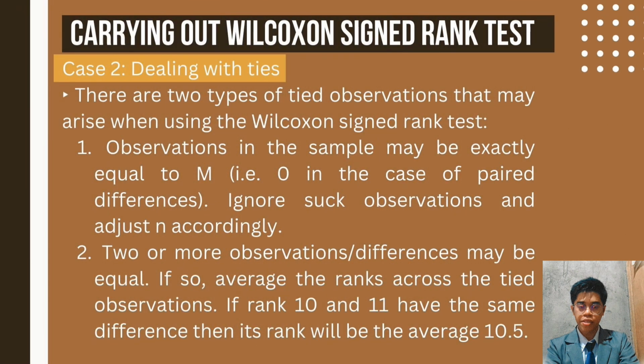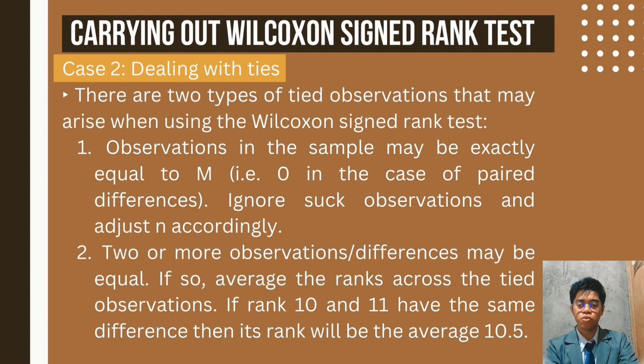Now, we are in case 2, which is dealing with ties. There are two types of tied observations that may arise when using the Wilcoxon signed rank test. First, observations in the sample may be exactly equal to M. Ignore such observations and adjust n accordingly. So if the difference is 0, the number of observations, which is n, is automatically adjusted. So for example, n is 16. It becomes 15 since there is one observation whose difference is 0.